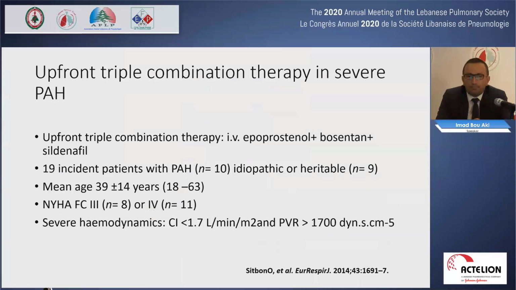So upfront triple combination therapy, a big push for it, started with a small study done mainly with triple therapy with IV epoprostenol in patients with functional status 3 or above. They had severe hemodynamics. As you can see, the cardiac index was low. So this is a very high risk population, high risk of mortality. The mean age was 39 in this population.